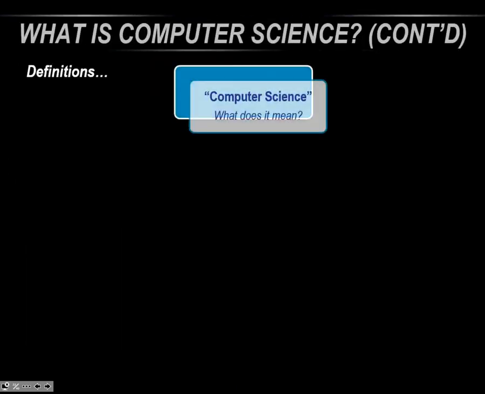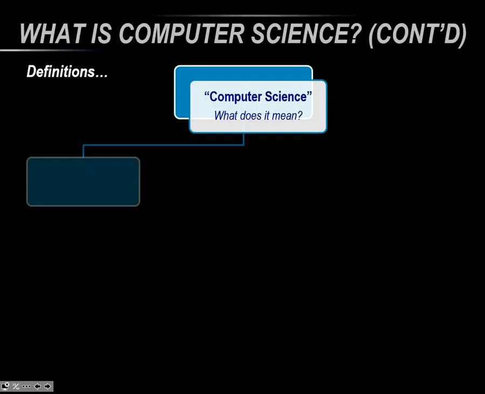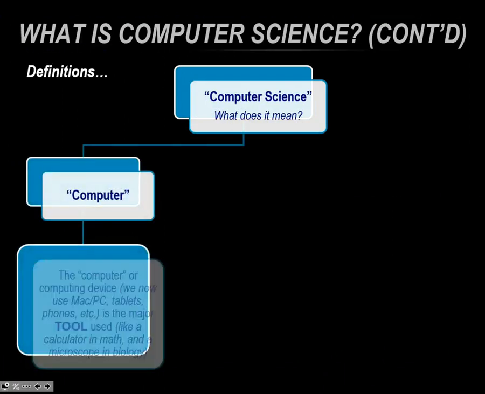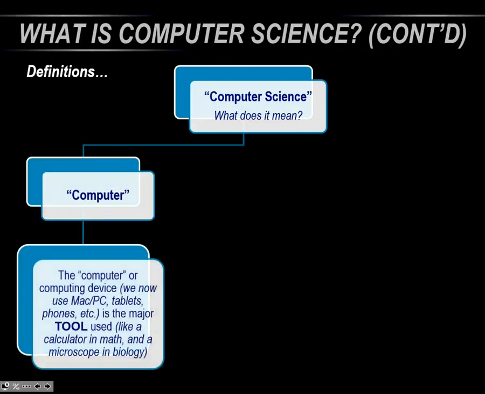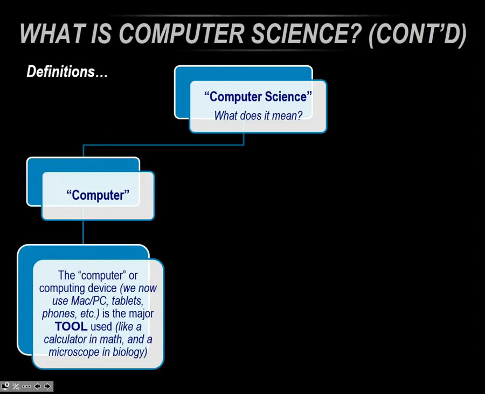All right, but let's get into some more definitions. Once again, computer. A computer now is a very big word. It's a device, a tool that we use to help with calculations, whether that's a tablet or a calculator or a Mac or a PC or a watch or a video game console. It is the tool that's majorly used within this field. In a way, it's like a microscope is used in biology or something in a similar science field.